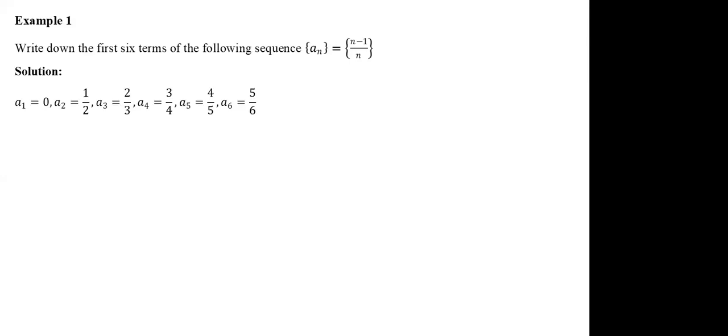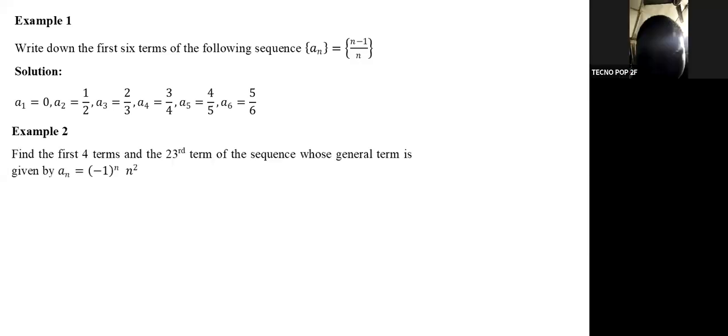And so on. Now let's see. Your A1 will be 0. Your A2 will be 1 over 2. Your A3 will be 2 over 3. Your A4 will be 3 over 4. Your A5 will be 4 over 5. And your A6 will be 5 over 6. Those are the terms. This type of sequence is called a finite sequence, and the terms are 0, 1 over 2, 2 over 3, 3 over 4, 4 over 5, and 5 over 6. Do you understand?